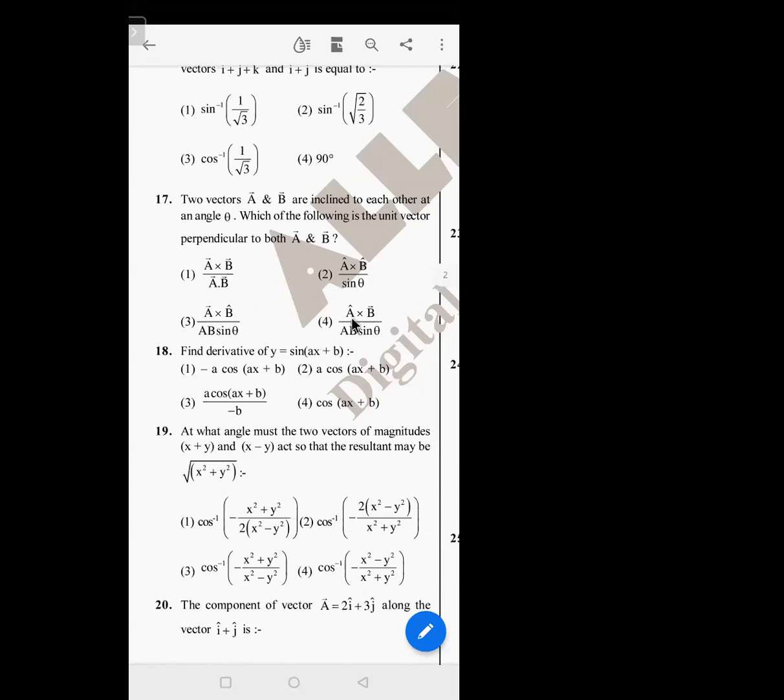Even here also you see A cap cross B cap. If I multiply these two vectors, A bar is in one direction, B bar is in another direction. This is also not possible to have a unit vector. Only A cap and B cap will have a unit vector, because this is a unit vector, this is a unit vector. So multiplication of any unit vector will always be what? A number, that is a unit vector. That is the reason it will give a unit vector which will be perpendicular to both A bar as well as B bar. Clear?